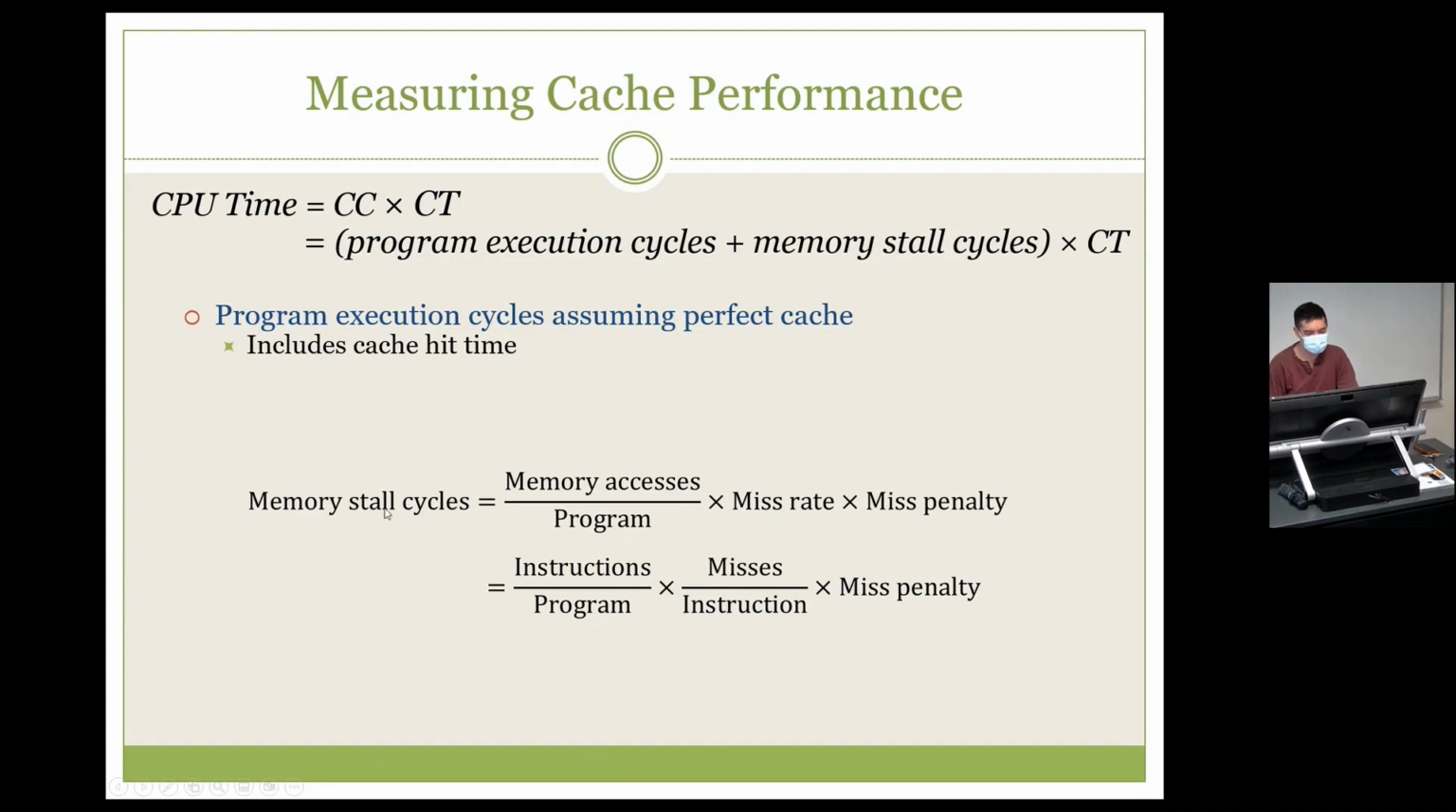To get our memory stall cycles, this part of the equation, we can take the total number of memory accesses for the program, multiply it by the miss rate, because basically that means of all of the memory accesses, I missed this portion of them. And then for each one of those misses, I have this miss penalty. So I've stalled this many times.